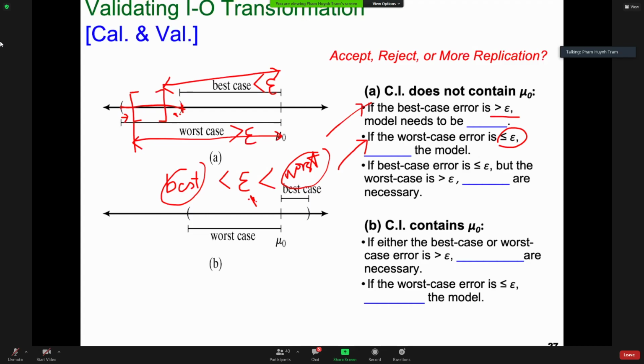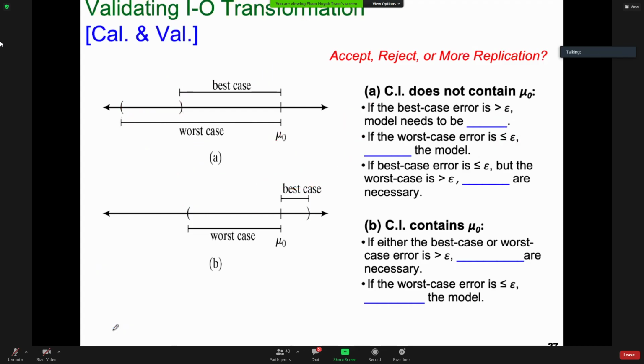Now we try the next one. This is our confidence interval, and the true value, the value of our system, falls within the confidence interval. So by common sense, from the statistical point of view, we may say that our model is valid, right? Because the real system falls within our 95% confidence interval. But if we also want to consider epsilon, would the conclusion be different or not?